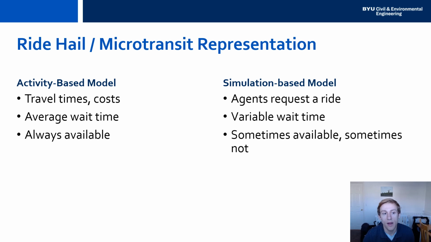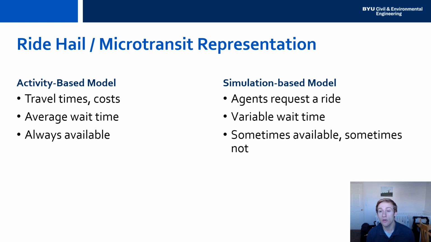So another thing activity-based models do is always allow the option to take microtransit. It's always available. That's also not very realistic, right? So for example, depending on what time of day it is, maybe a microtransit option isn't available. Or maybe all the available vehicles are taken up right now and it just makes sense to pick a different mode of transportation. Simulation-based models address these concerns.